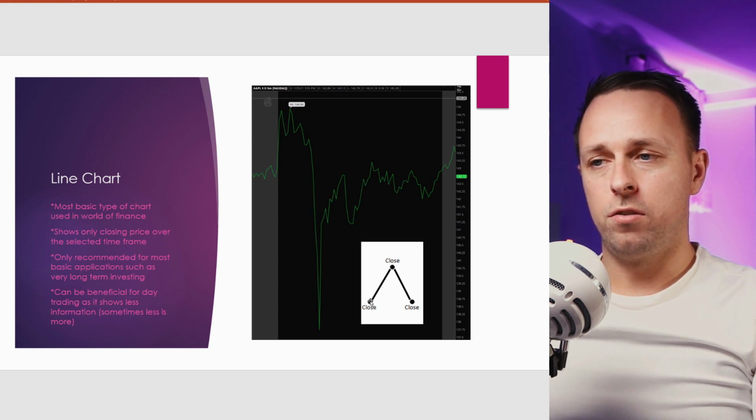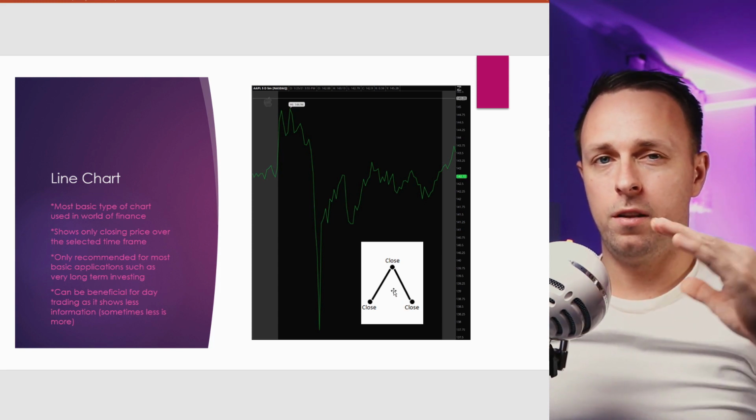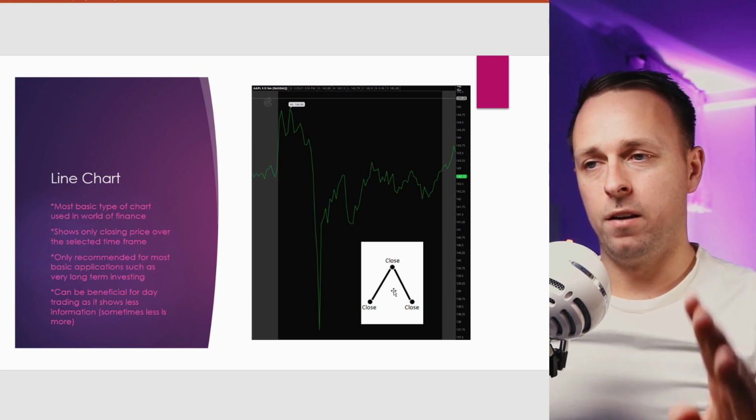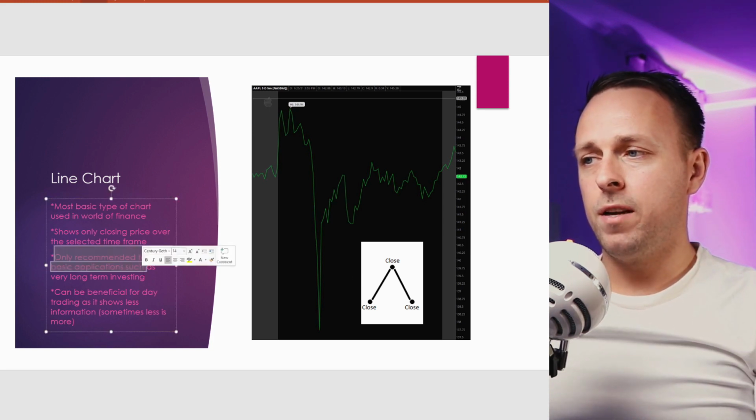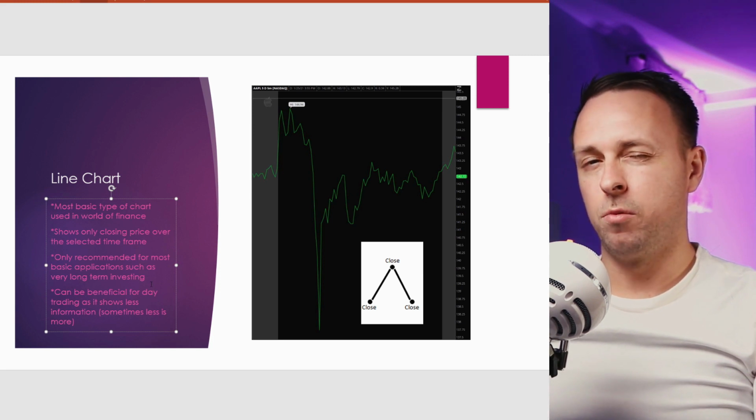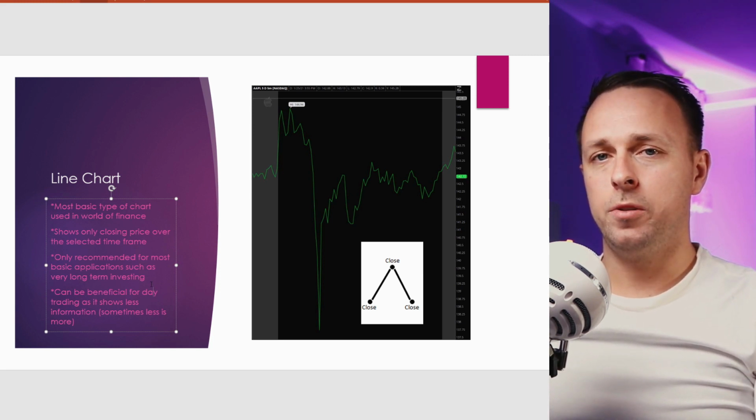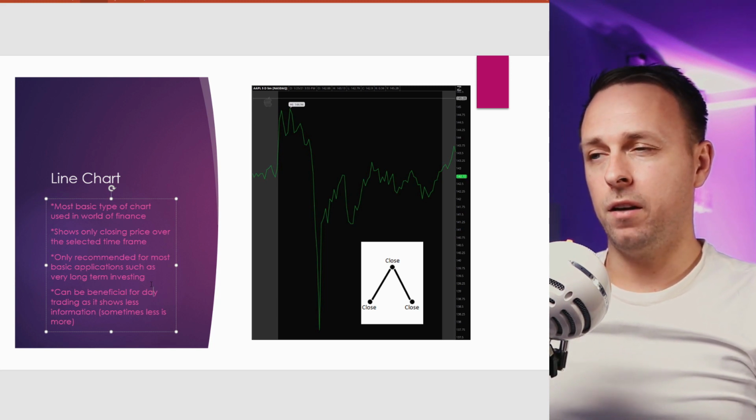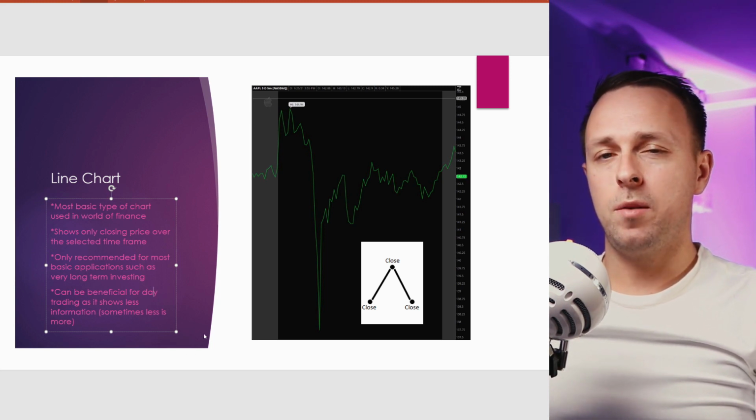This is an illustration to show you just making points with close and close, and you'll see the examples with the candlesticks and the bars a little bit later to see how the 4 points are made instead of just the 1 point. I would recommend this for most basic applications like investing or long-term holds. However, sometimes it can be beneficial for day trading.